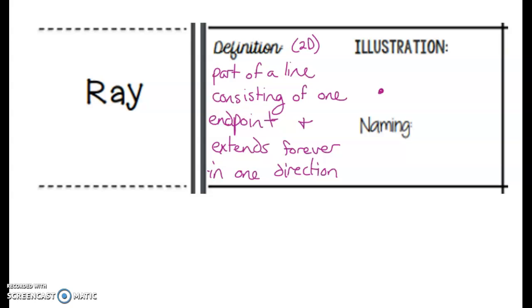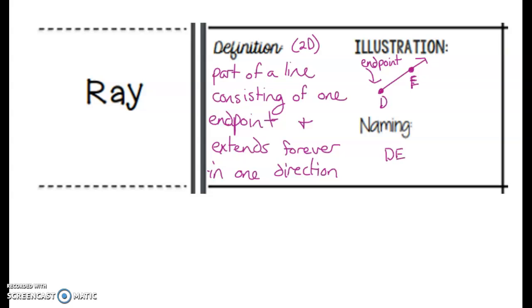So it starts at D, and I know it feels weird because it's like, oh, it starts at D. That is actually called its end point, as weird as that is. Then it continues on through E and goes forever in this direction. When we name a ray, you have to use its end point first.